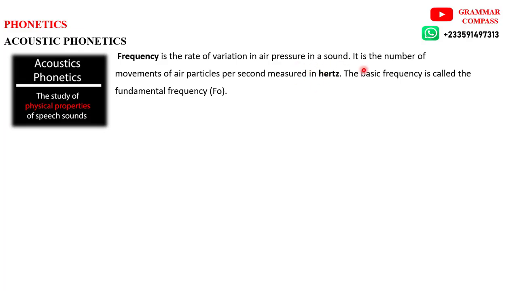And the most basic or starting frequency in a sound is what is called fundamental frequency. So generally, high-pitched sounds like, let's say, whistle have high frequency, and low-pitched sounds like drum have low frequency. So frequency here refers to how fast the air is vibrating when a sound is made.